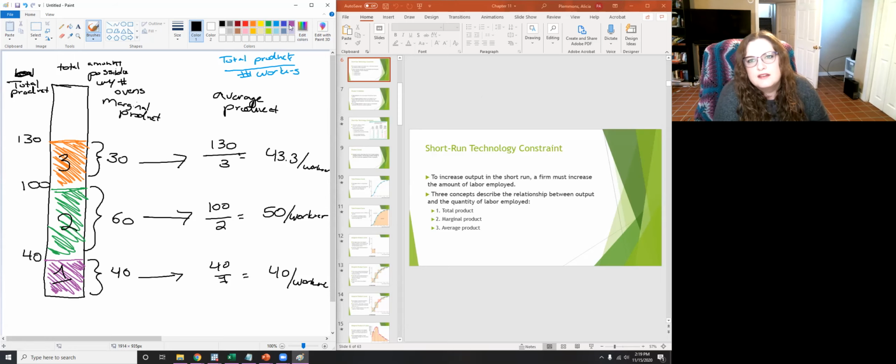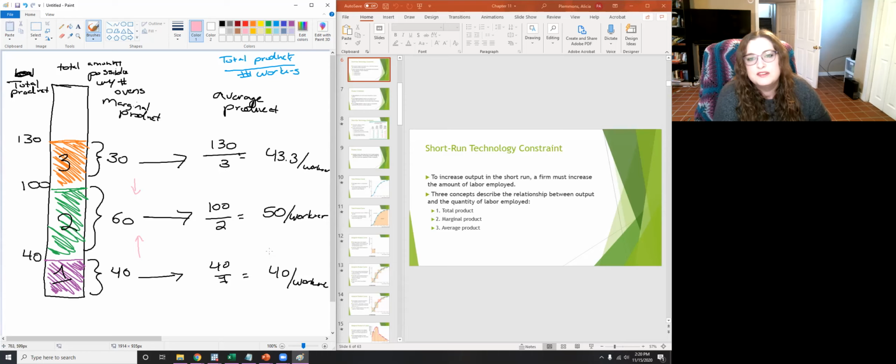We see that maybe when we first added the second worker, we had some increases in the marginal product. But as we kept adding more people into the store, maybe it starts to have some inefficiencies. Maybe they don't vibe as well. So maybe the marginal product starts to go down. Maybe we don't get as much extra cookies from that third worker as we did from that second worker.